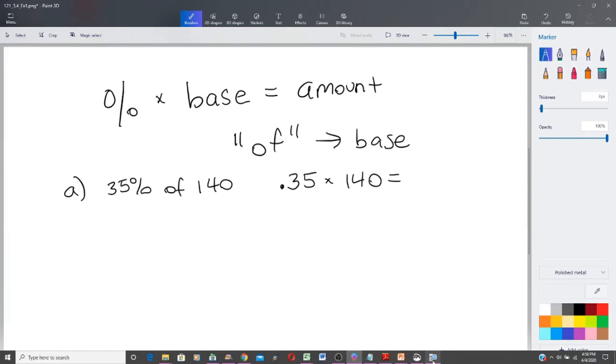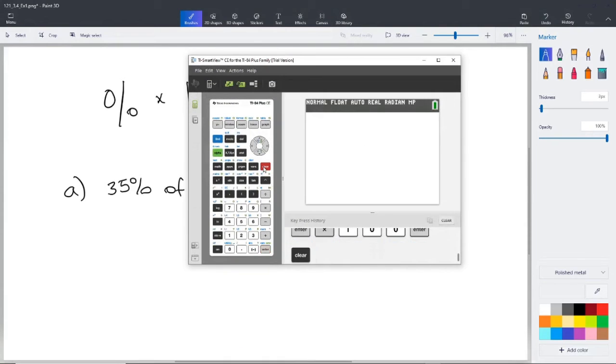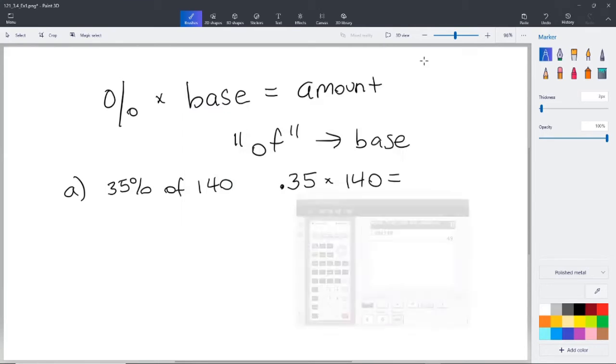So we bring up our trusty calculator here, clear any results that may be lingering. We take 0.35, and we multiply it times 140. And the answer is 49.